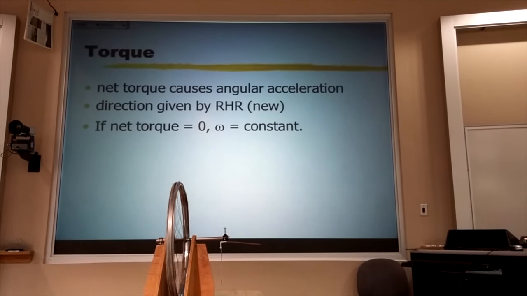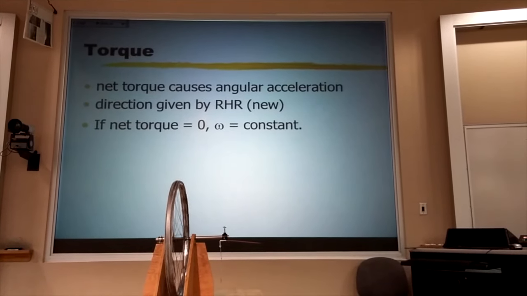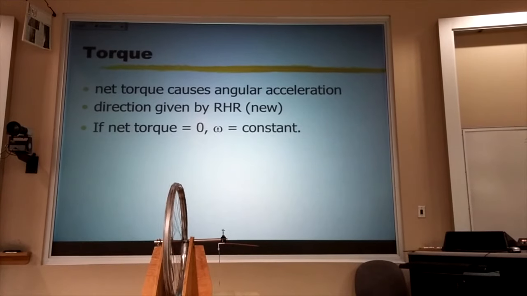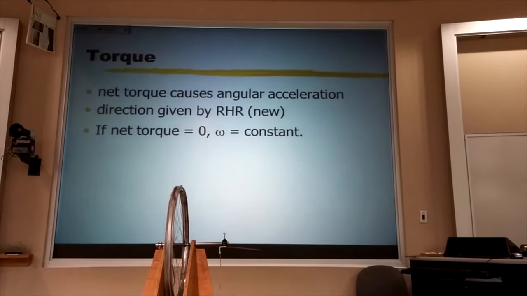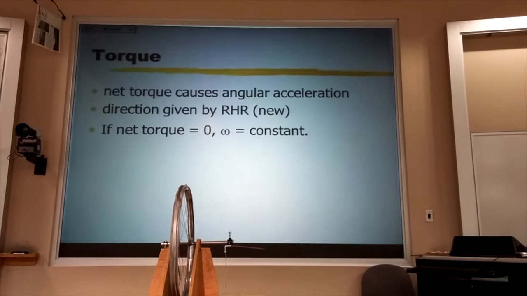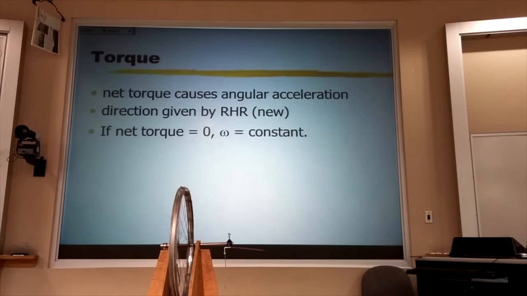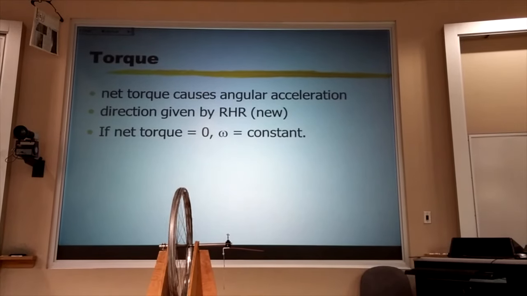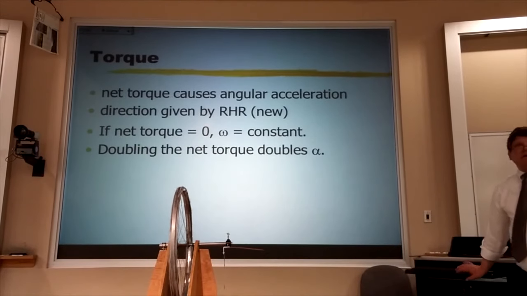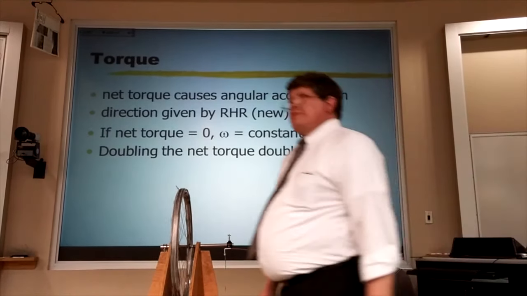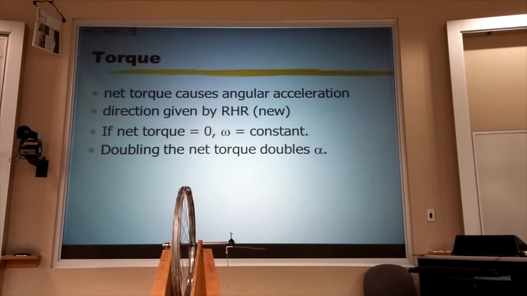Now, turns out that if a net torque causes an angular acceleration, if I have a zero net torque, that should cause a zero angular acceleration, by which I mean a constant omega. That could either be something that's stopped or something that's rotating at a constant rate, the same omega all the time. And we also find that if we double the torque, we double the alpha. Now on Wednesday we're going to find out what the constant of proportionality is, but for now this is just an observation.